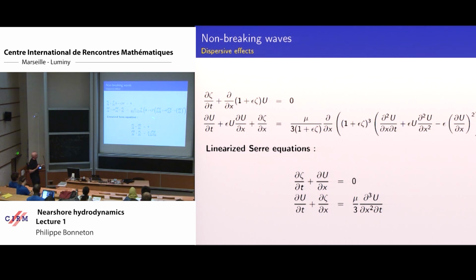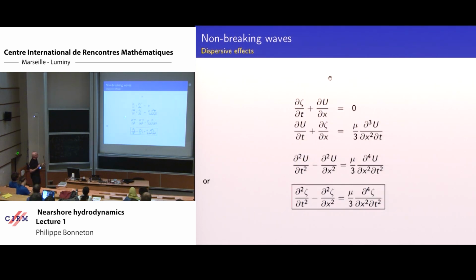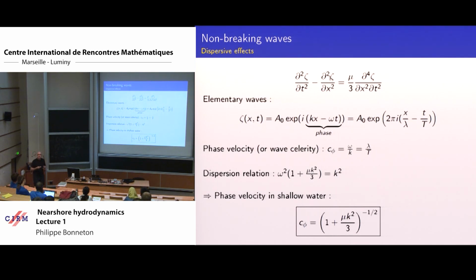So you get this linear system, and it is straightforward to obtain a linear equation with only one variable just by applying a temporal derivation to this equation. Or equivalently, you obtain this equation for the surface elevation. So if you neglect this term, the non-hydrostatic terms, you get the classical wave equation. The well-known wave equation, which describes, for instance, acoustic waves.